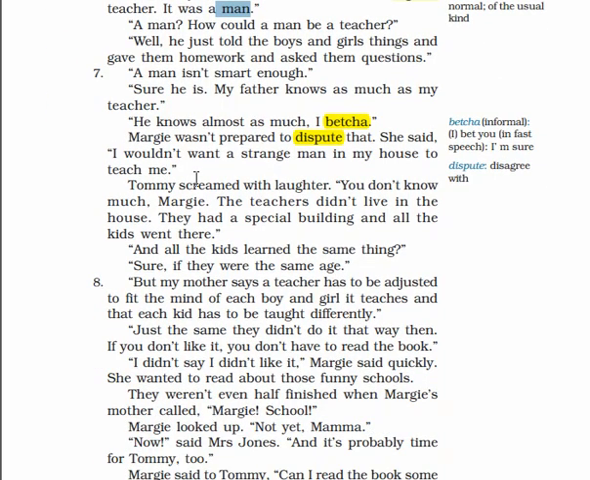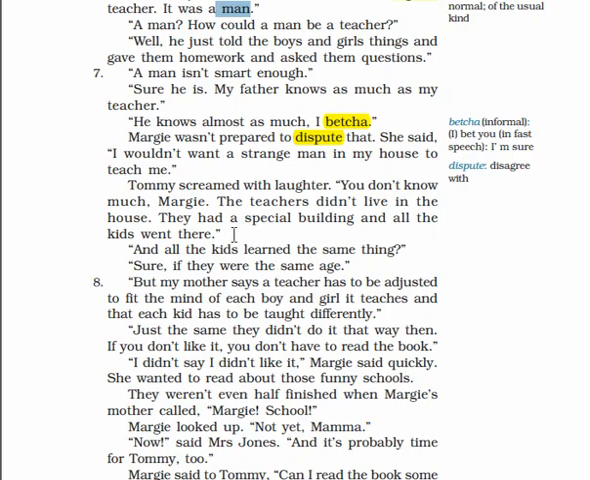Paragraph 7. The word meanings are highlighted, so you can easily read and understand. Okay. So, paragraph 7. "A man isn't smart enough." "Sure, he is. My father knows as much as my teacher. He knows almost as much, I betcha." Margie wasn't prepared to dispute that. She said, "I wouldn't want a strange man in my house to teach me." Tommy screamed, "Well, you don't know much, Margie."